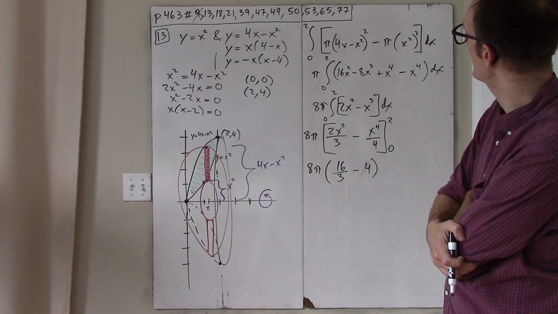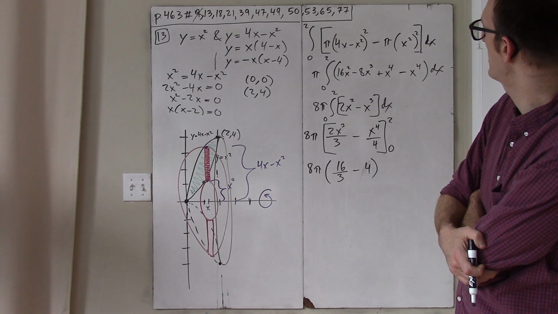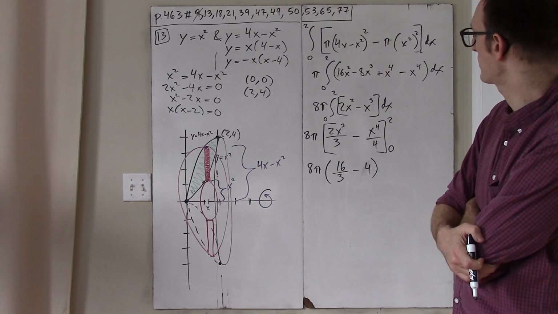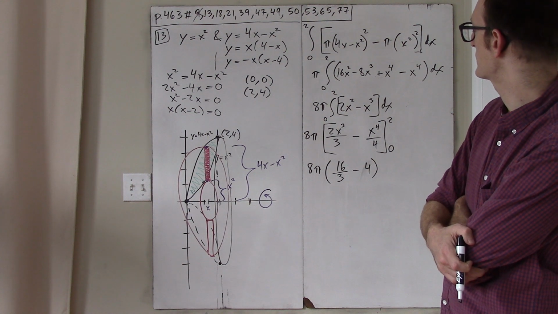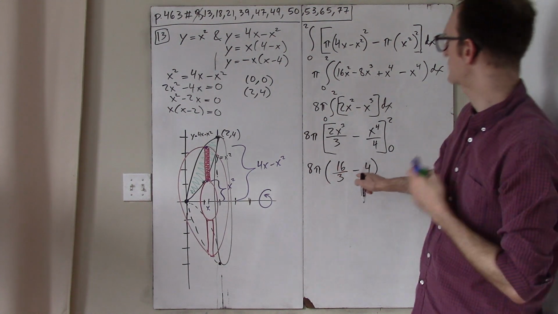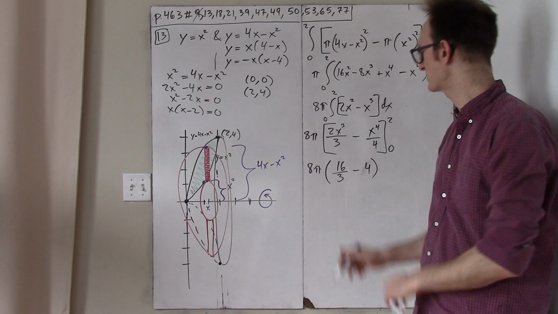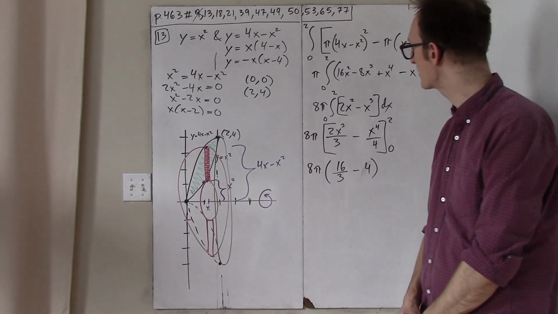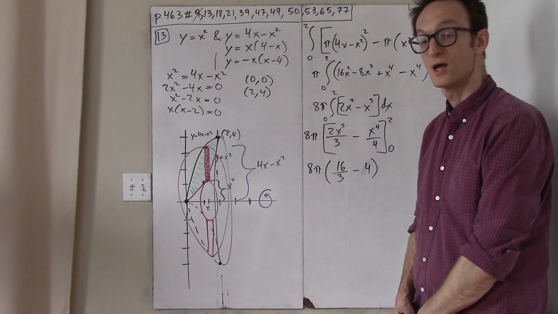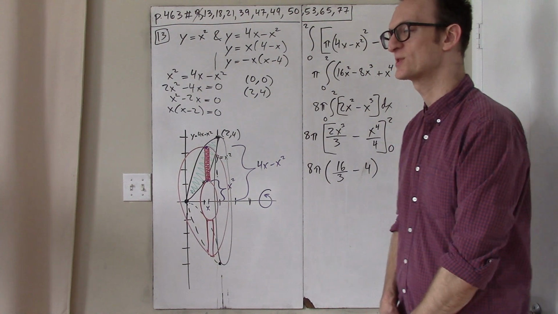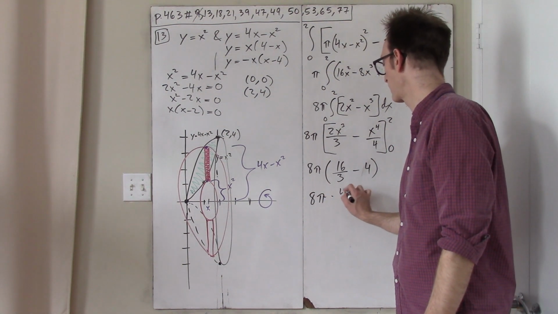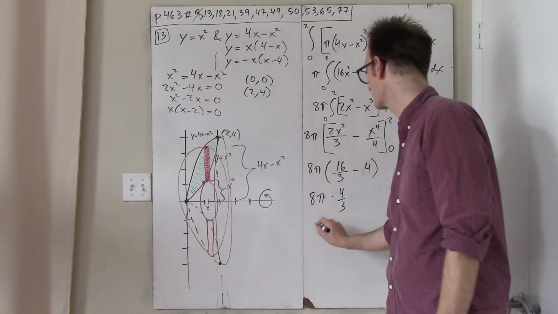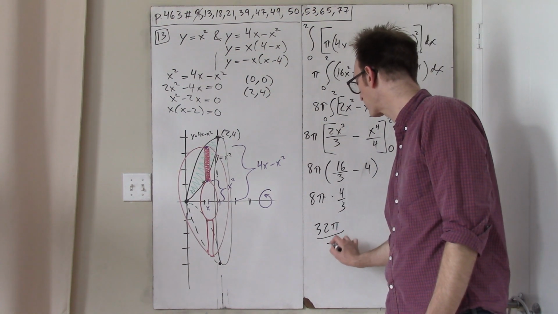Some mistake is here somewhere. 2 to the 4th is definitely 16. No, there's no problem. Sorry, this is just 12 thirds. 16 thirds, sorry. 16 thirds, minus 4 is 12 thirds, so this is just 4 thirds. So this is 8 pi times 4 thirds, and so the answer really is 32 pi over 3.